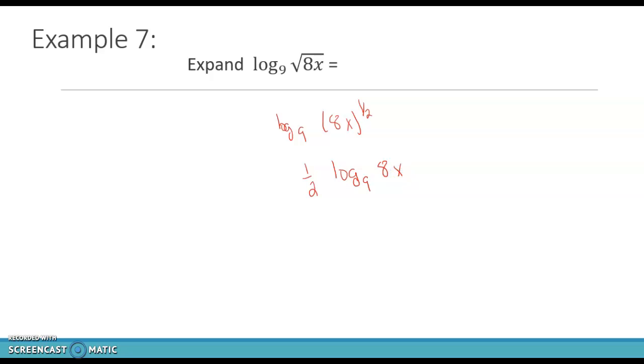All right, but I'm not done yet. Now I'm going to take the 1/2 and put this in parentheses. Some people don't, I just am going to. 1/2 times (log 8 plus log 9x). Because I know you're sitting there thinking, oh, that's just 8x. Those two are being multiplied together, so you have to expand all of it.